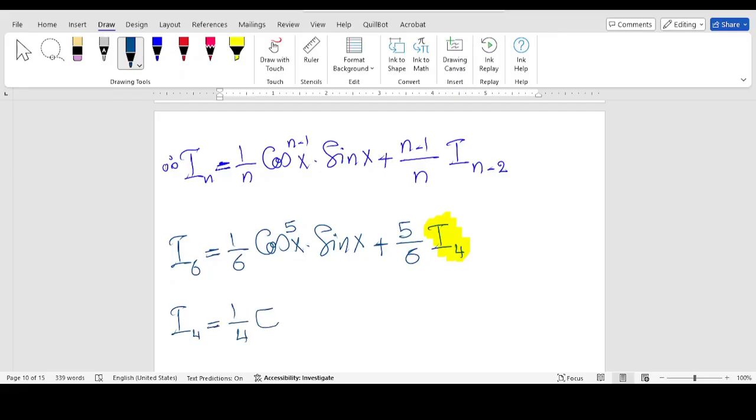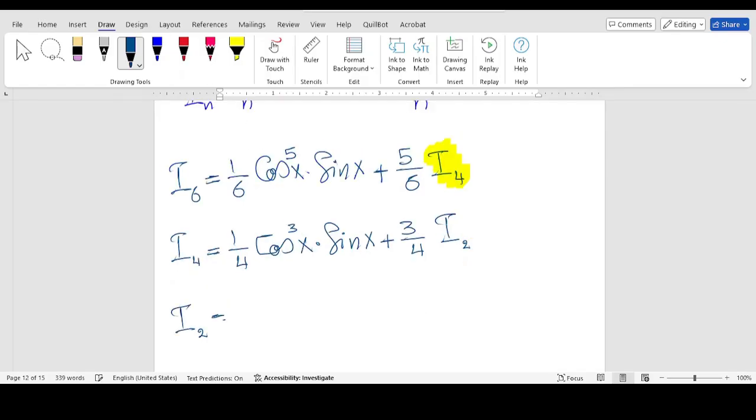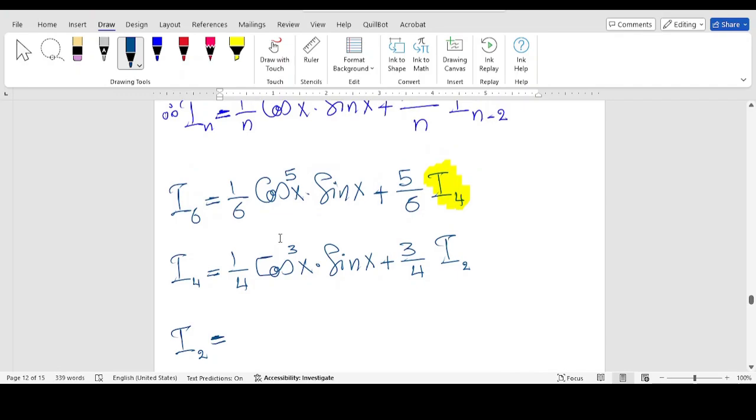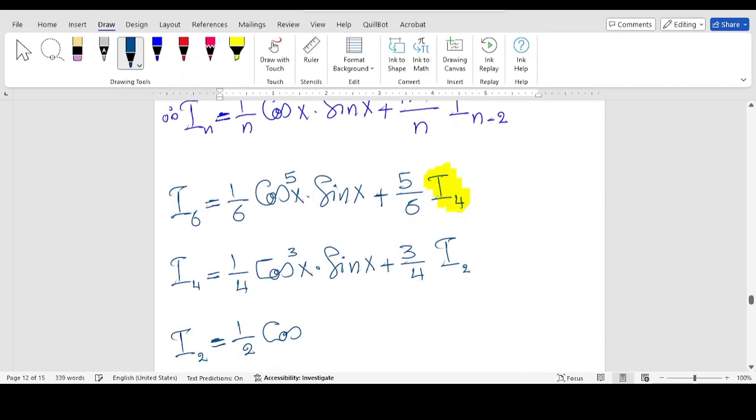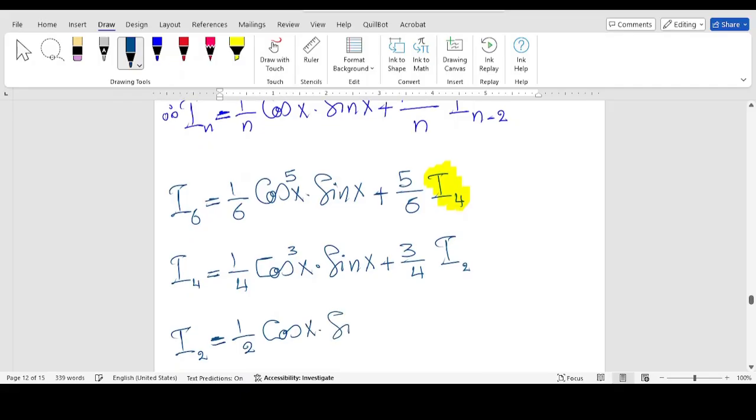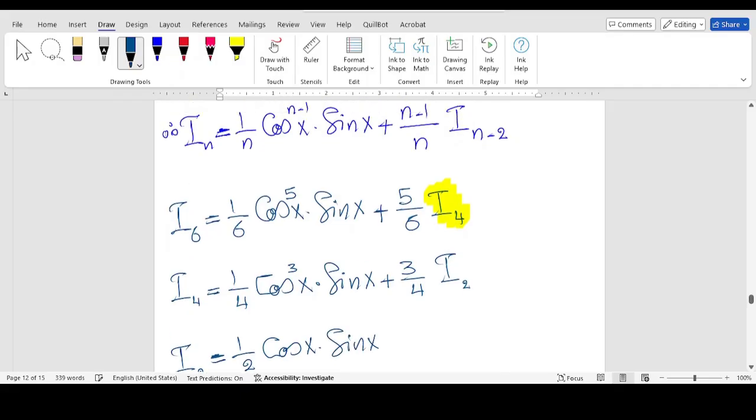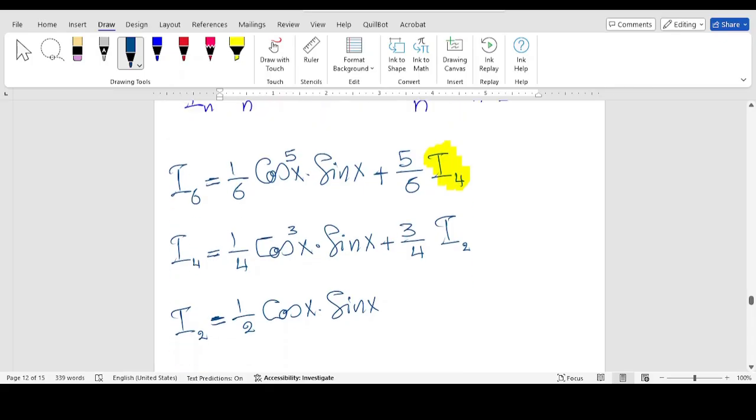1 divided by 4 cosine to the power 4 minus 1, this is 3, cosine to the power 3x times sine x plus, replacing n by 4, 3 divided by 4 I2. We still have I2. So I2 will be, substituting the same reduction formula, 1 over 2 cosine to the power 2 minus 1, which is cosine x times sine x. Replace n by 2, this will be 2 minus 1, so 1 divided by 2, plus 1 divided by 2 I naught.